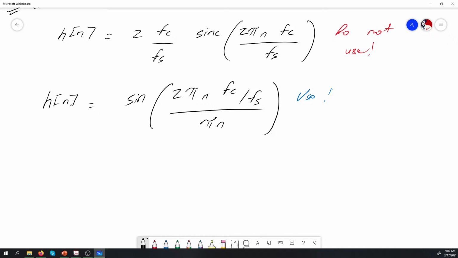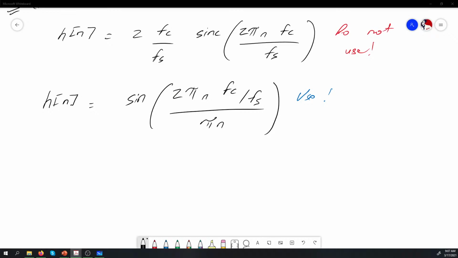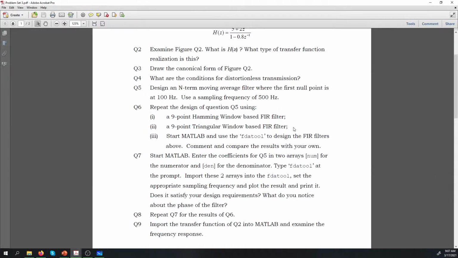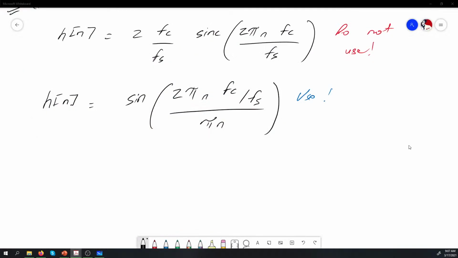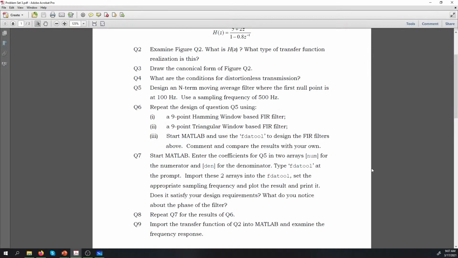Alright, so in our particular case, because we're designing for how many points, I'm going to have to figure that out. So a 9-point Hamming window, right? So 9 points means n here from -4 to 4. Right, so we have that. Okay.